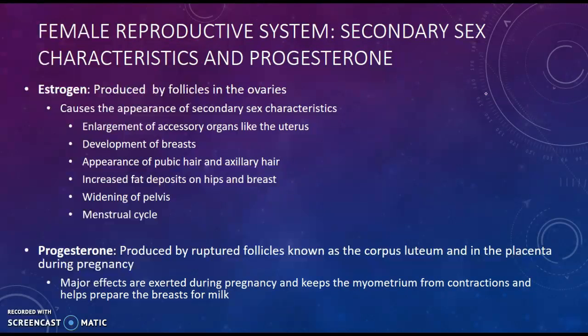And this placenta is able to release progesterone, and it helps to keep your myometrium from contracting. This is important because you don't want your uterine walls contracting when you're pregnant. That would not be a good sign. We only want that to happen when we're ready to give birth.